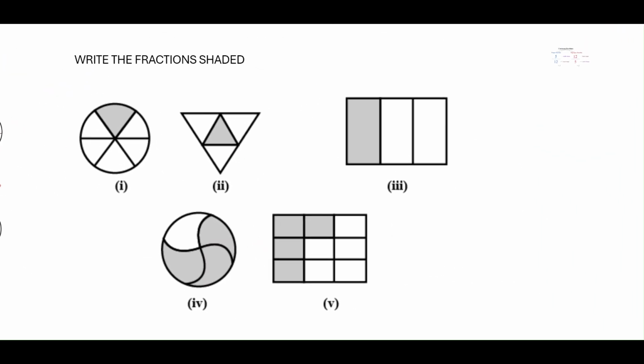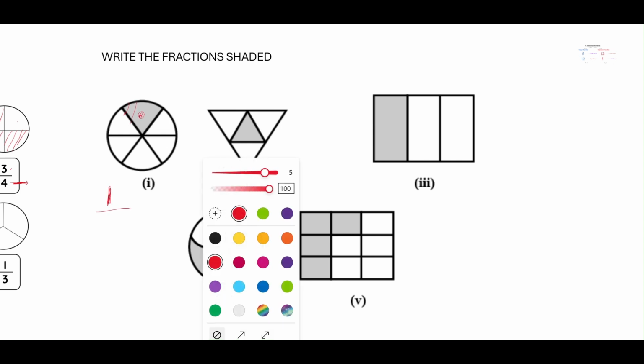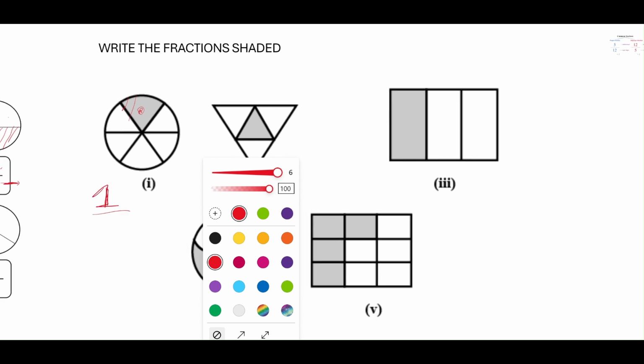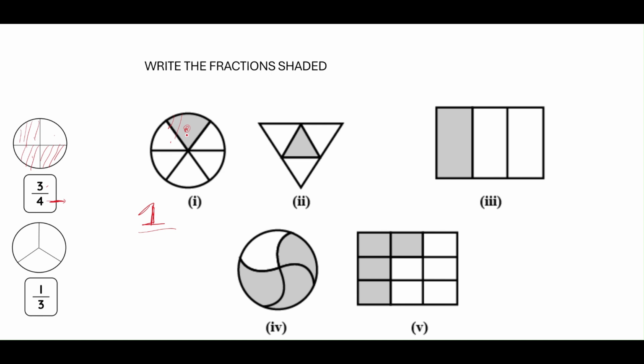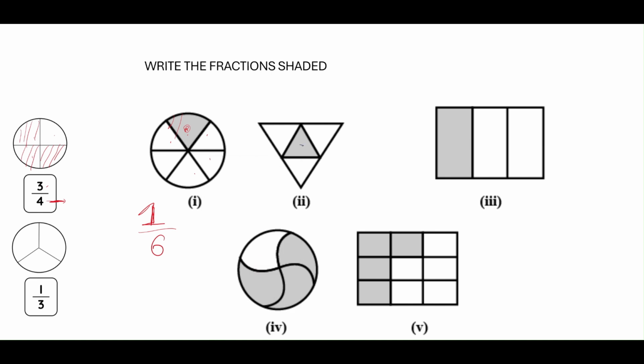Let's see. Write the fractions shaded. Here there is one shaded part, so it is 1 out of 1, 2, 3, 4, 5, 6, which is 6. Here it is 1, 2, 3, 4. One part is shaded out of 4. This is a quarter. Here it is 1 shaded out of 1, 2, 3.